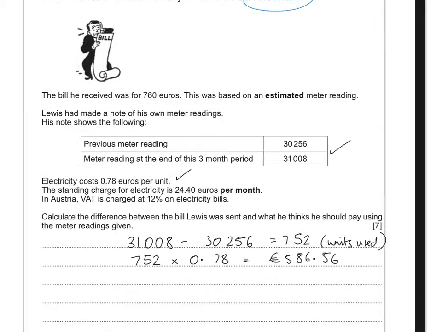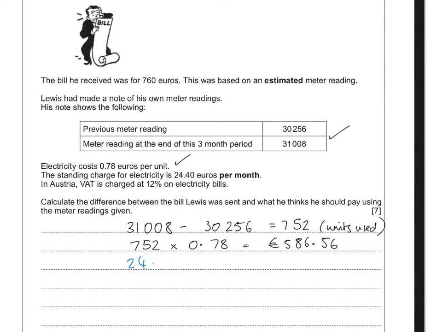It says standing charge. Now they put something in bold, so make sure you read this properly. It says the standing charge for electricity is €24.40 per month. There must be a trick here somewhere. Reading the first line, it says this is for the last 3 months. So it's very important that you do 24.40 times by 3, which works out at €73.20. And I put the extra decimal place on because it's money. My calculator just said 73.2. So I've dealt with that now as well.